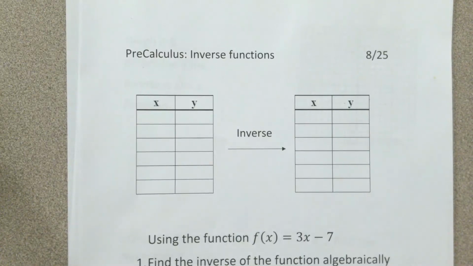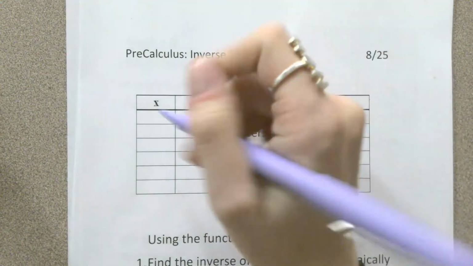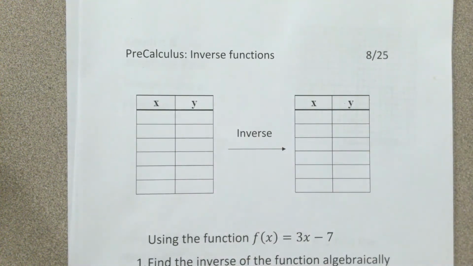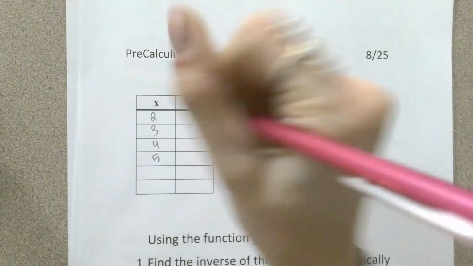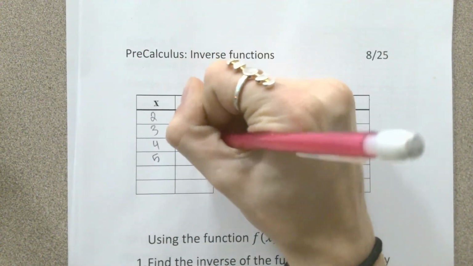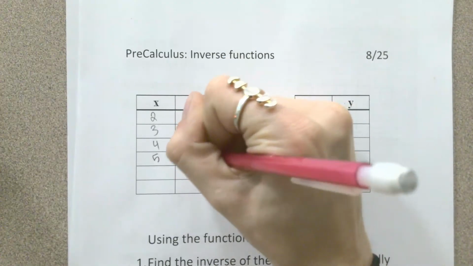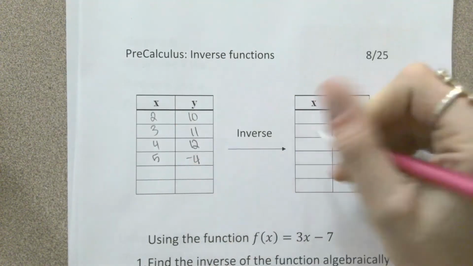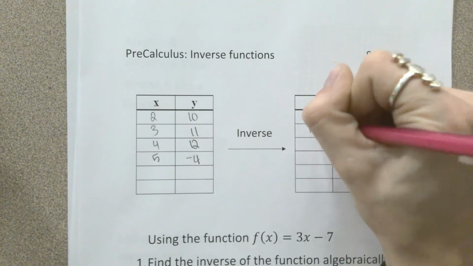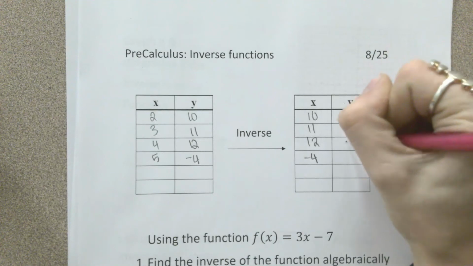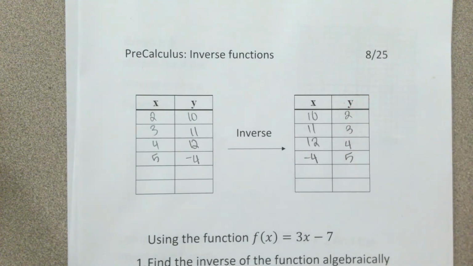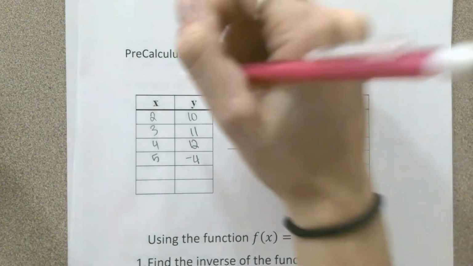So today we worked on inverse functions on the 25th. Basically kind of a boring lesson, but if we have a function 2, 3, 4, 5 that corresponds to any number, our inverse is just flipping those numbers. So we're going to trade x and y.